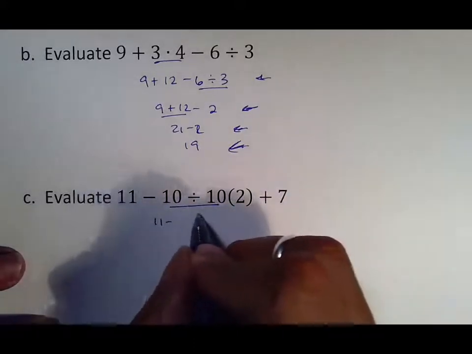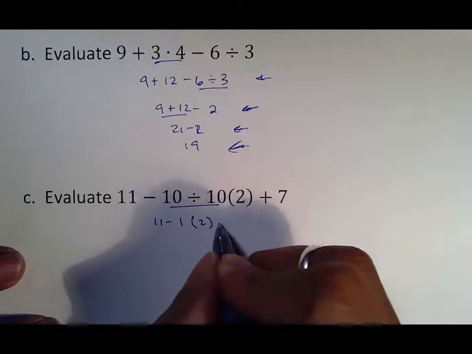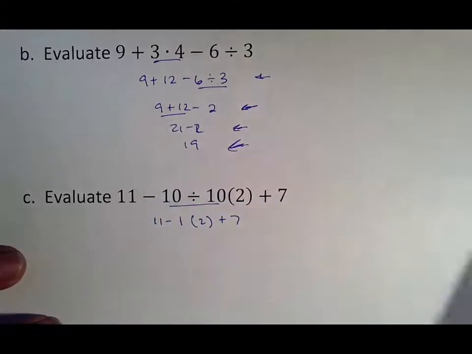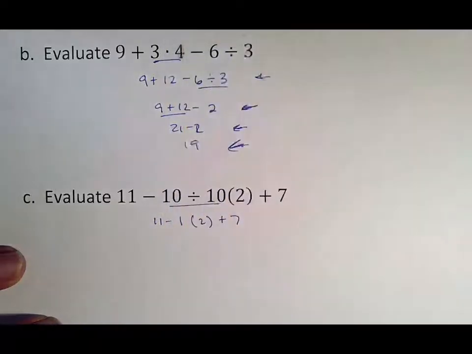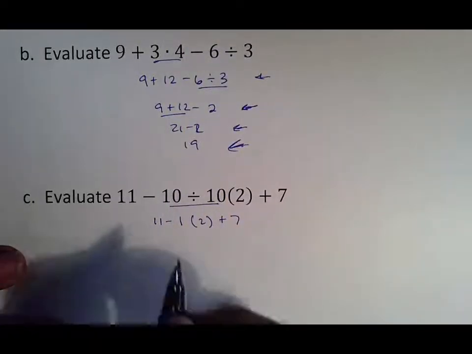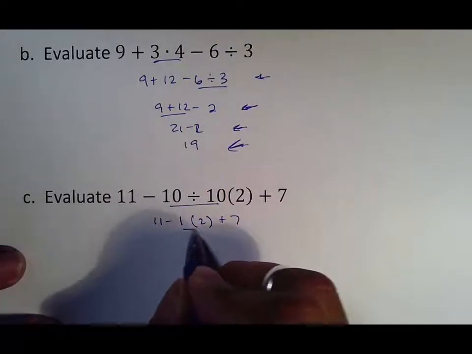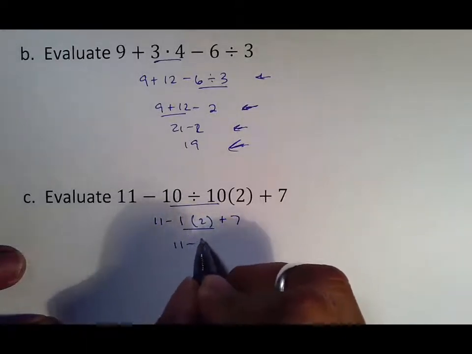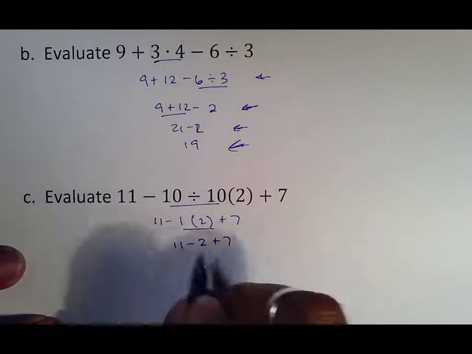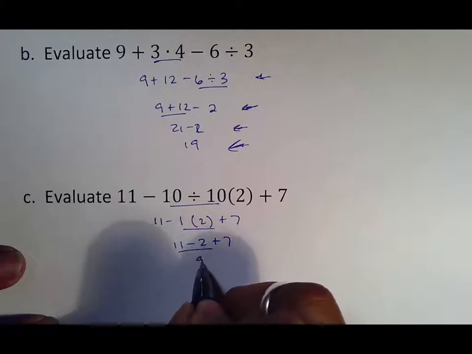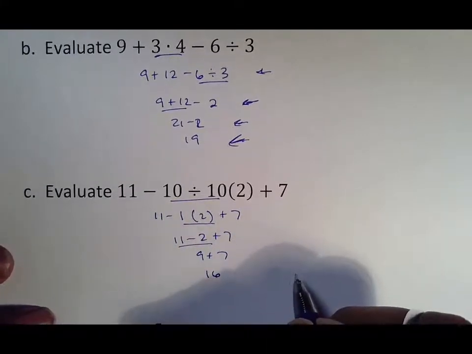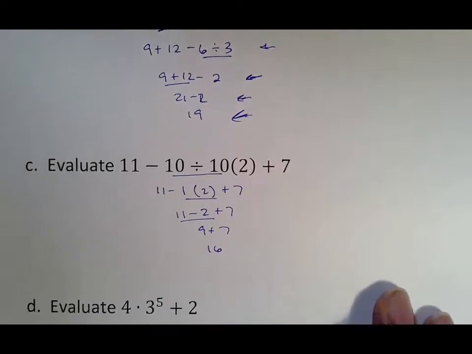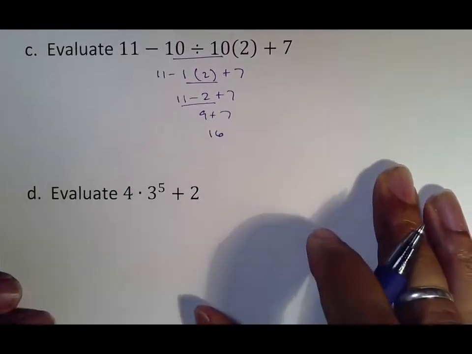So 11 minus 10 divided by 10 is 1 times 2 plus 7. If you don't know what 10 divided by 10 is, use your calculator to do it and then put that number in its place. Teacher. No. A. There's multiplication. There's a teacher. So 11 minus 2 plus 7. No more teacher, so feed the first student, which makes 16. But that's what we're looking at doing, is trying to make sure we get that down.